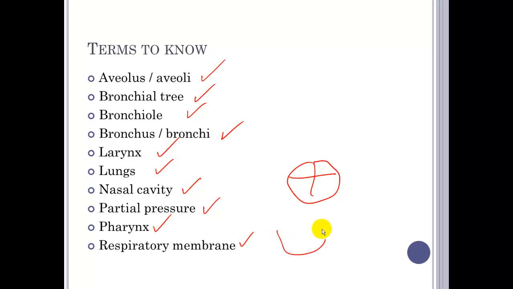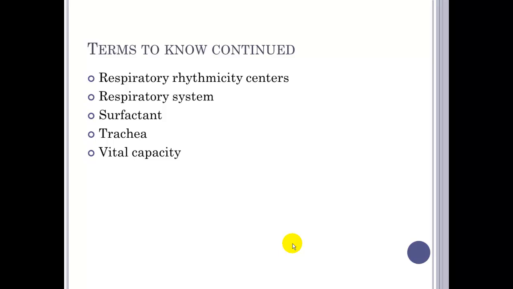We're talking about the alveolar sac with the capillaries running across it. Respiratory rhythmic centers, pons and the medulla oblongata. Respiratory system, everything that we've talked about in this chapter.